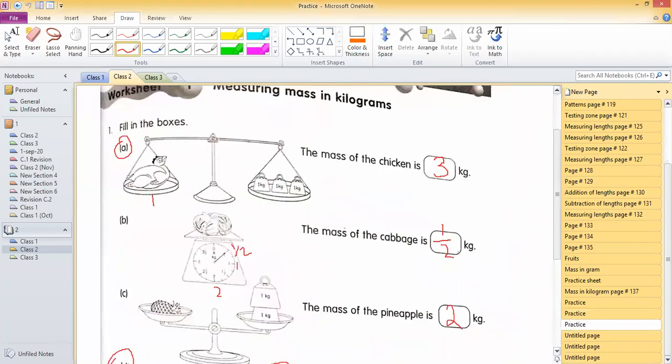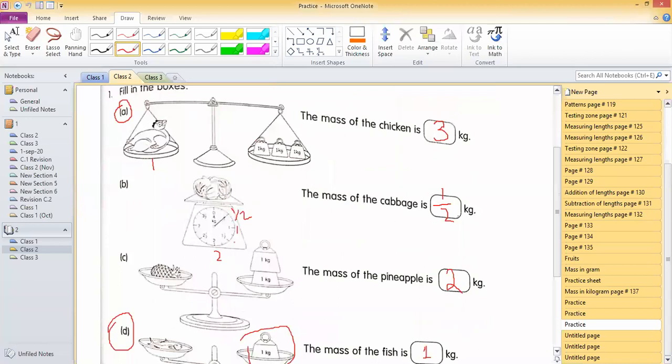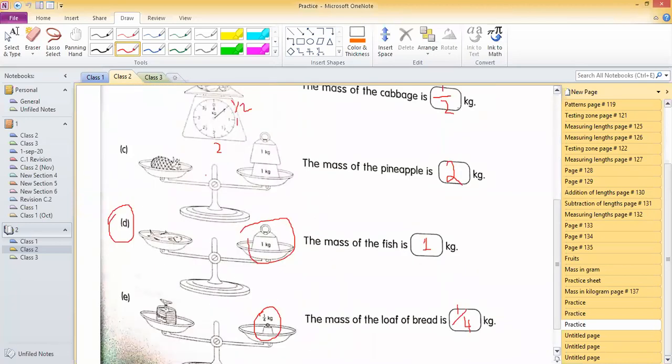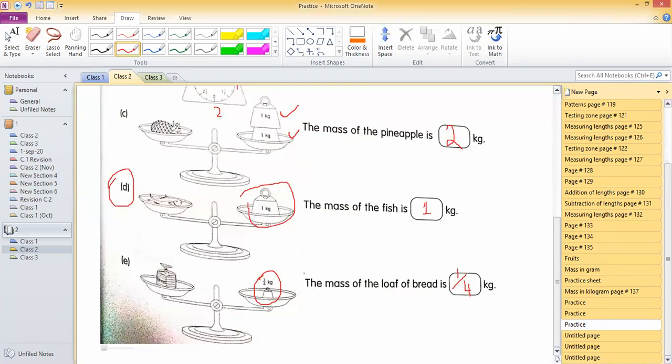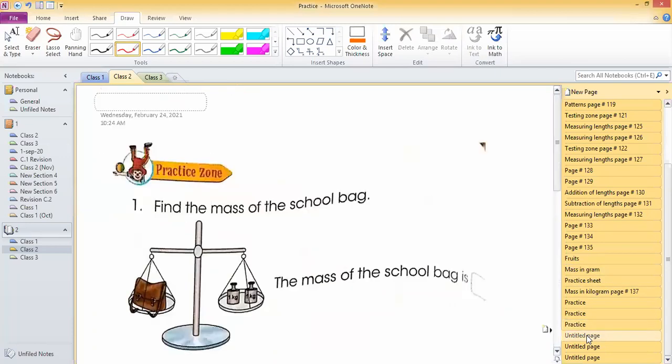Here you also did some practice. The mass of the chicken, 1, 1, 2, 3 kg. This needle is at 1/2. That's why you will say it is 1/2 kg. The pineapple weight, how many kgs are there? This is 1 and this is 2. 1 plus 1, 2. This is only 1. That's why you will say mass of fish is 1. This is 1/4. That's why you will say it is 1/4 kg.